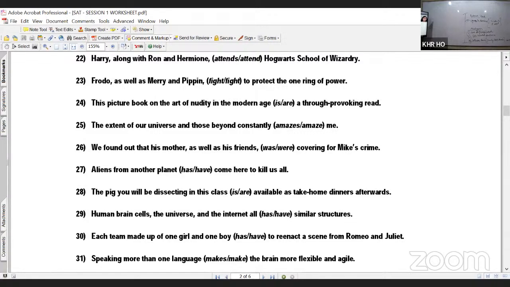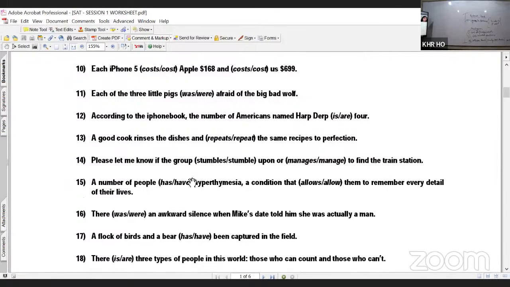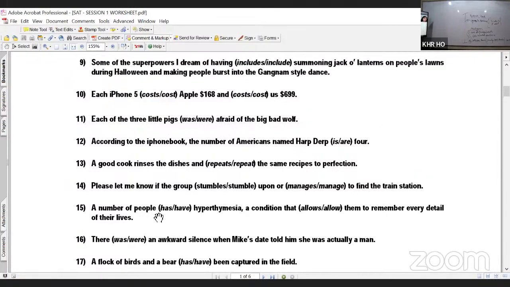Number 10. You want that help? If you're clear on your own, then we'll not discuss. If you're not clear, then I'll discuss. For C, here it should be like each iPhone 5 costs Apple $168 and costs us $699. So it should be singular for Apple, right? No, or maybe it's a company. Yeah, that's why. Next question. 14th.